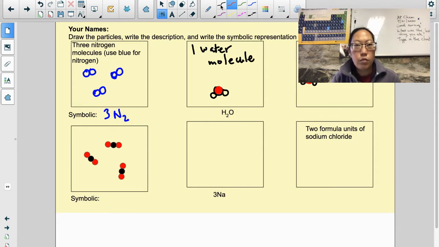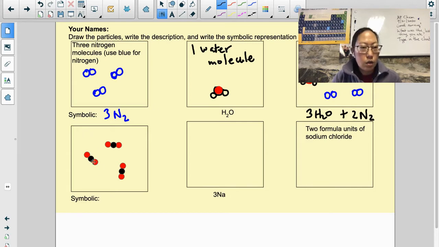Okay, so I'll make 3 water molecules here, and I guess I will make 2 nitrogen molecules. So this is going to be 3 H2O plus 2 N2.